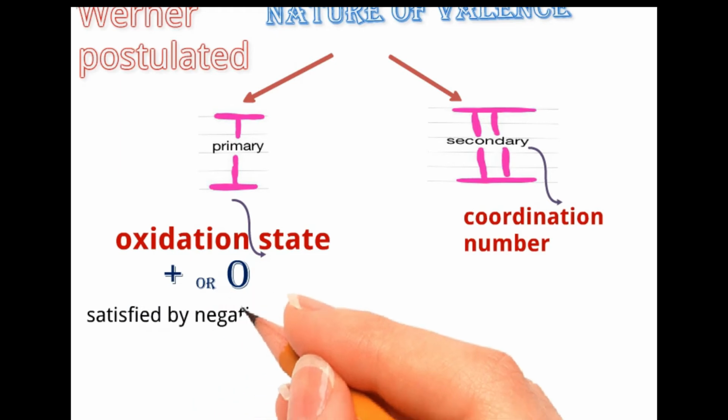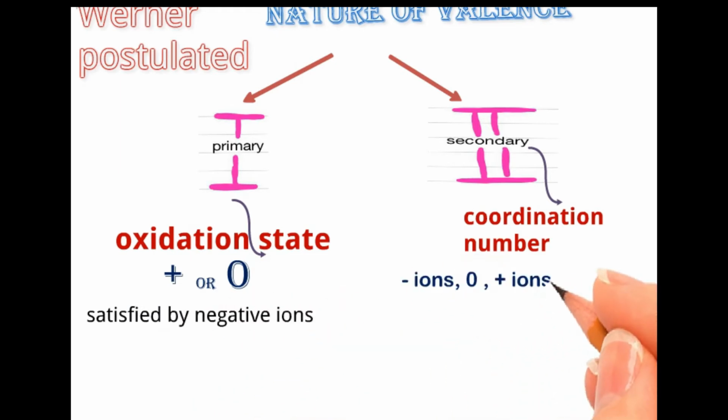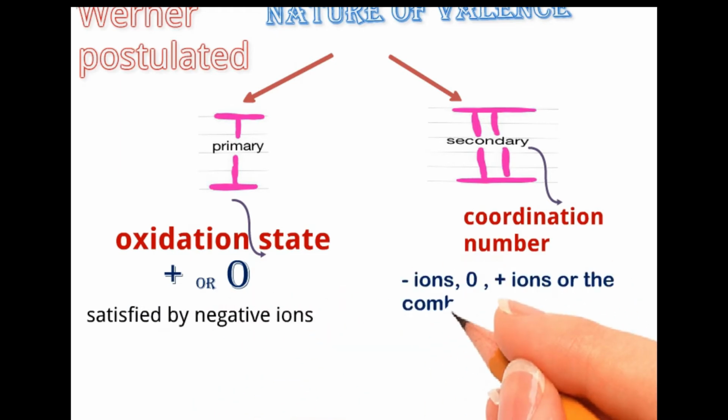The coordination number is the secondary valency. The secondary valency may be negative, positive or neutral, or a combination of these mixed together. It may be two different ions, neutral or positive, mixed together. It exists in this complex, inside the complex.